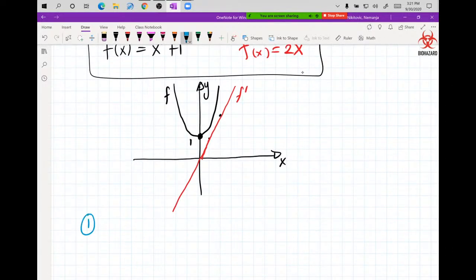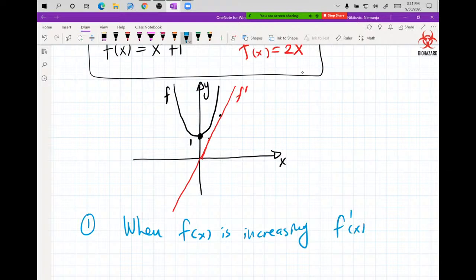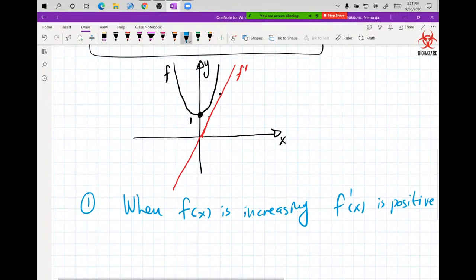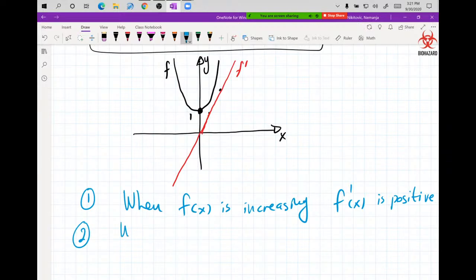Number 1, when f of x is increasing, f prime of x is positive. That's it. Positive. There we go. And number 2, when f of x is decreasing, f prime of x is negative.